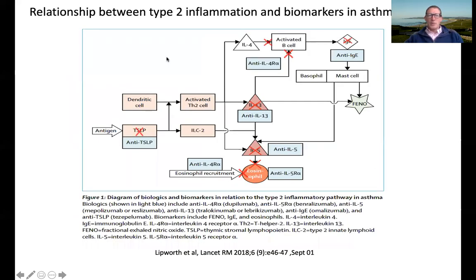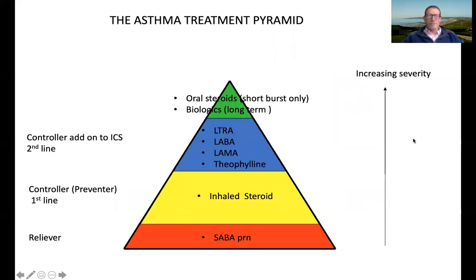This slide shows the relationship between type 2 inflammation and biomarkers in asthma. And I don't want you to learn this, it's really just for information purposes only, because it shows you the relationship of the key Th2 cytokines, IL-4, 5 and 13, in relation to type 2 biomarkers, namely IgE, exhaled breath nitric oxide, and eosinophils. But it's really for information purposes, and you can look at that and read the article if you've got nothing better to do, or if you're having trouble getting to sleep at night. I can thoroughly recommend it.